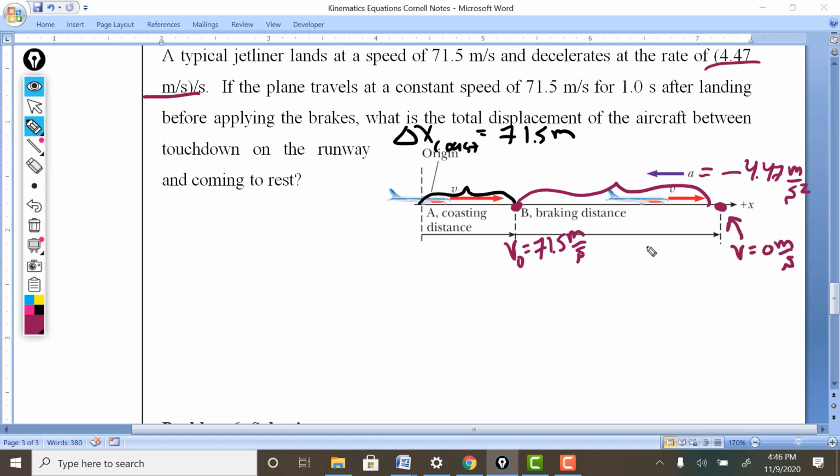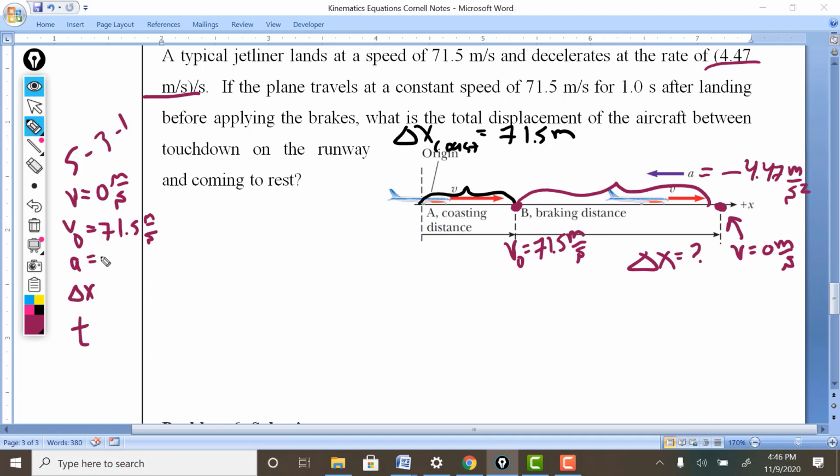We want delta x. So if we do our 5-3-1 thing, we list all 5, right? V naught, a, delta x, t. We have V naught, we have acceleration, we want delta x. We don't need time. So we listed all 5, we identified the 3, and we identified the 1 variable they're looking for. How do we know? They want the displacement. This is best modeled by, spoiler alert, the third kinematic.